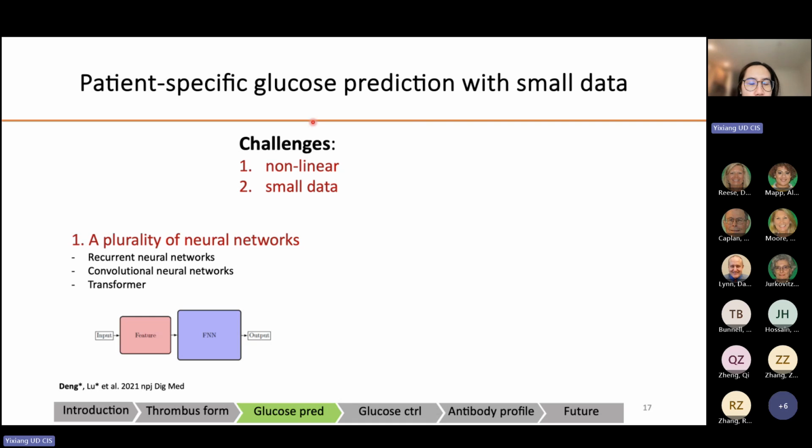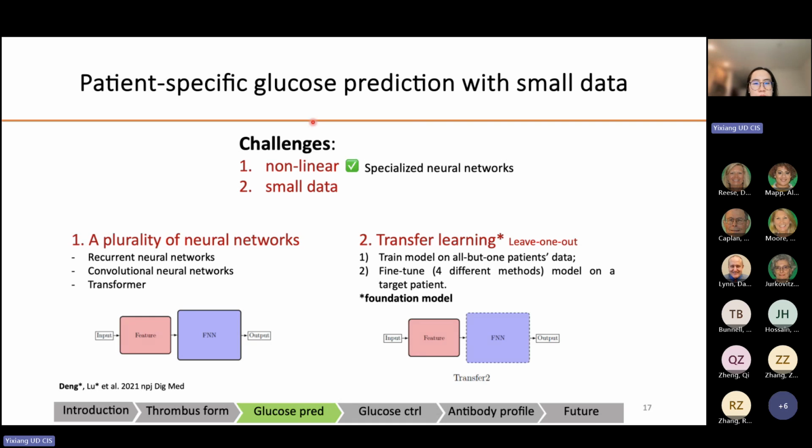So recall from the challenge of nonlinearity and small data, we want to tackle the first challenge by testing and developing a plurality of neural networks, from recurrent neural networks to convolutional neural networks and transformers. Meaning that we are using specialized neural networks which capitalize on the time series patterns in our data. And for the small data, we employ a technique called transfer learning. Specifically, because we have a bunch of patients' data, we use a strategy called leave-one-out transfer learning.